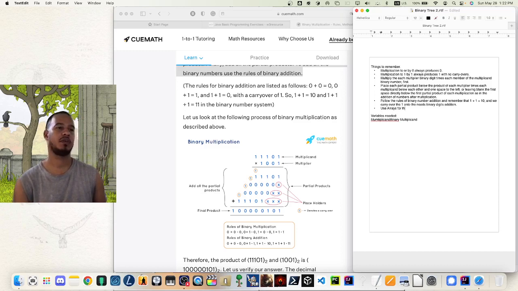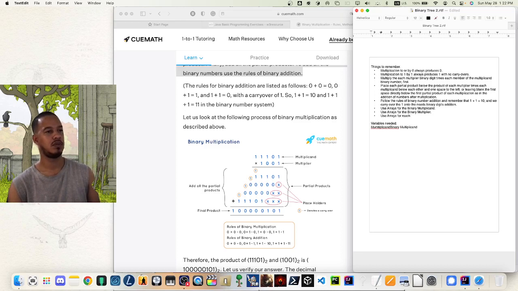okay, for the binary multiplicand, use an array for the binary multiplier, use arrays for each row of partial products.